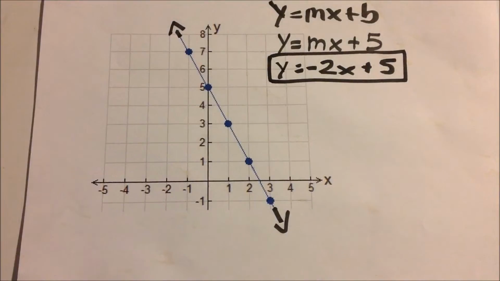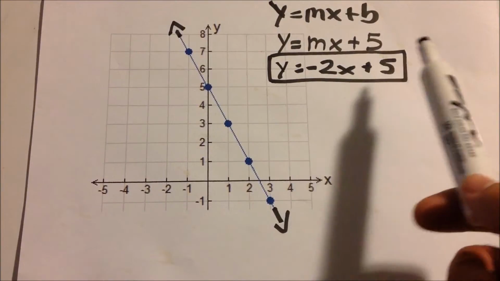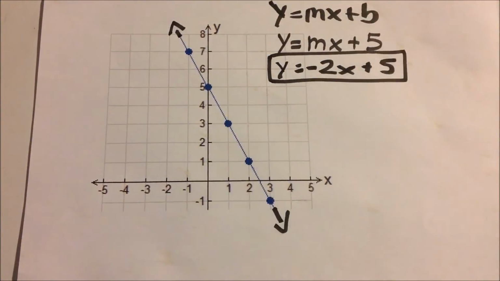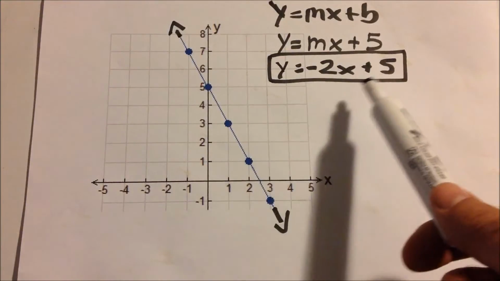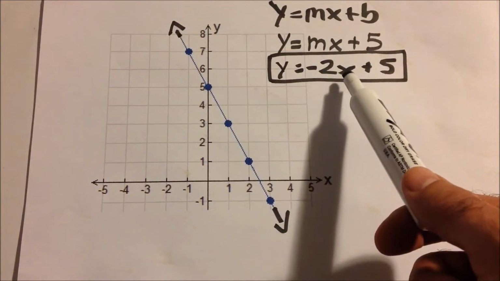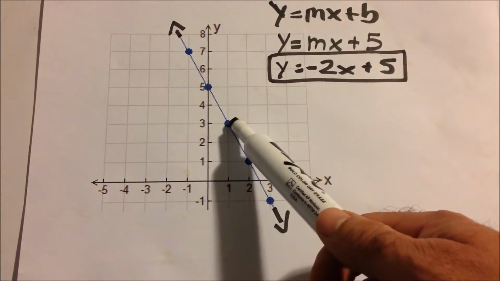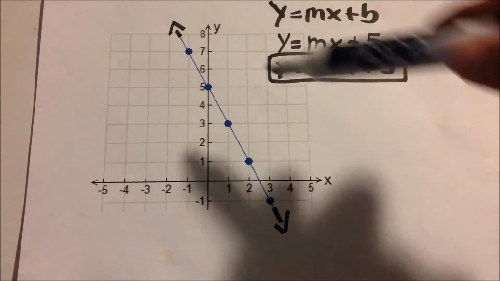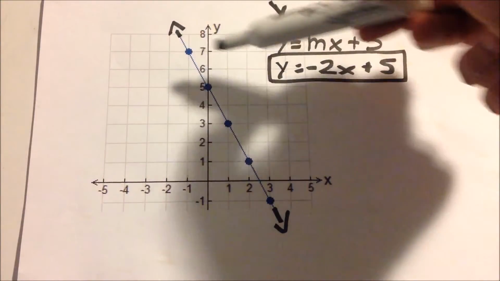There it is. Now we can check by plugging in numbers. What if x was 0? What should y be? Y should be 5. So when x is 0, y is 5. It checks out. Plug in some other numbers. If x is 1, -2 times 1 is -2. Negative 2 plus 5 is 3. So when x is 1, y should be 3. Checks out. And you could plug in any x that you see here on this line, and you'll get the y to check out.